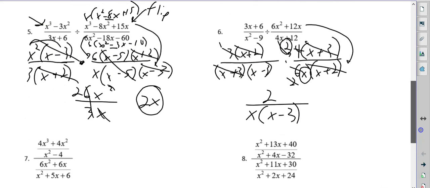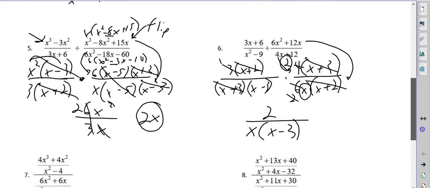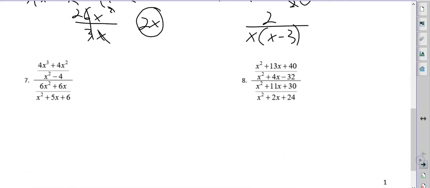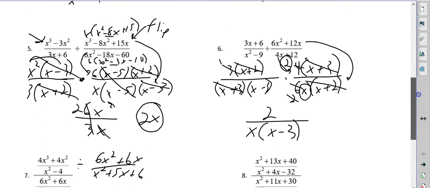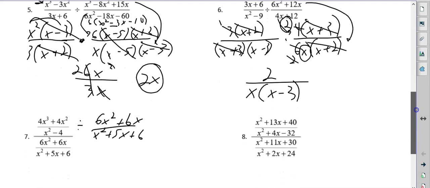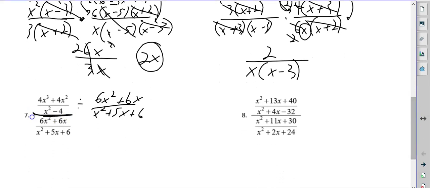Okay, 7 and 8 are just like 5 and 6. They are division problems. In fact, this could be written like this. And then notice, looks just like 5 above it. Okay, that's all that means. This is that division symbol right there. Okay, so I'm still going to end up doing this like I did on the previous problems.